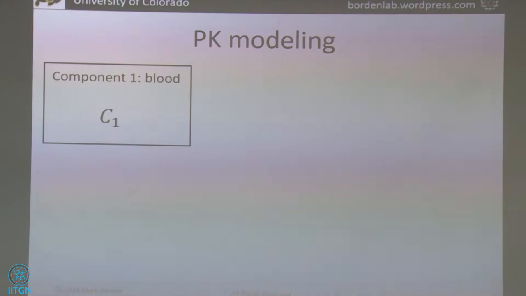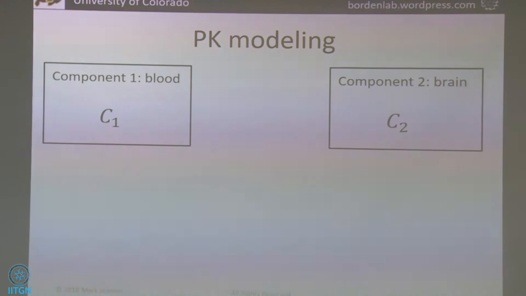Another important thing is the pharmacology of the drug, the pharmacokinetics. It's good to understand some basic ideas behind so-called pharmacokinetic modeling, or PK modeling. You have one component, the blood, that's what you're injecting into. You have another component, and I'm going to talk about blood-brain barrier opening. This could be tumor tissue or some other tissue that you're trying to target.